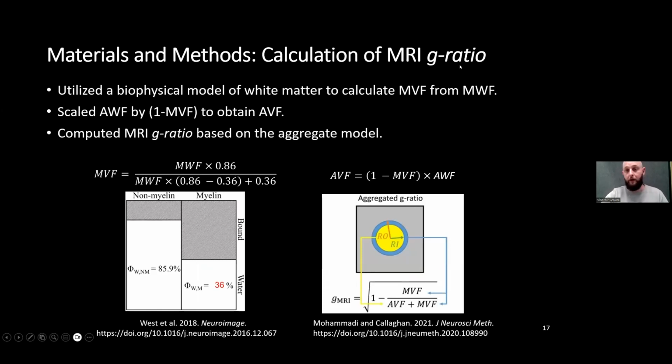We might as well try to calculate the MRI G ratio. So we used a biophysical model previously developed by West et al. to scale our myelin water fractions to myelin volume fractions based on mass density arguments about myelin. And then we applied the Stikov formalism to compute the aggregate bulk MR G ratio within a voxel.